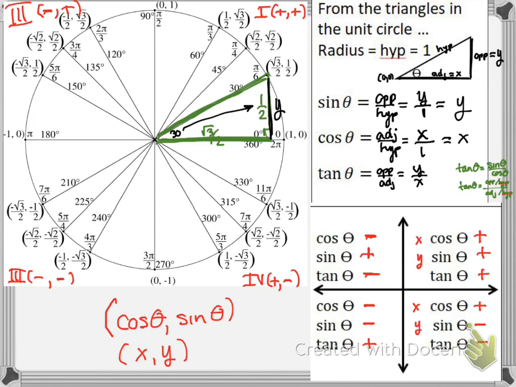This is x, this is the y. X, y, x, y. One way to remember those words is All Students Take Calculus. Not true, but it could help you remember. All, students, take, calculus, or any other acronym that helps you remember that.